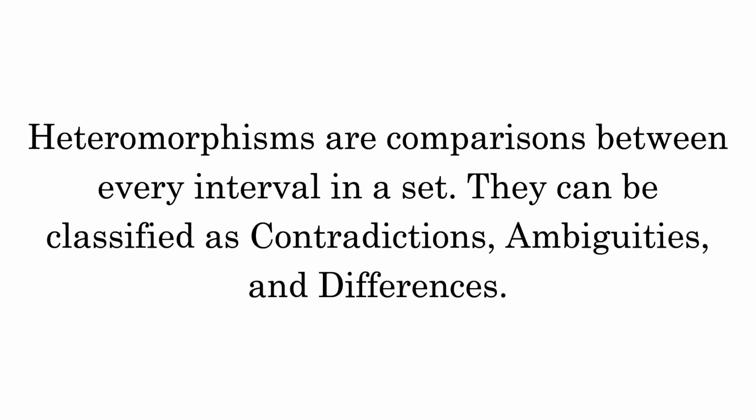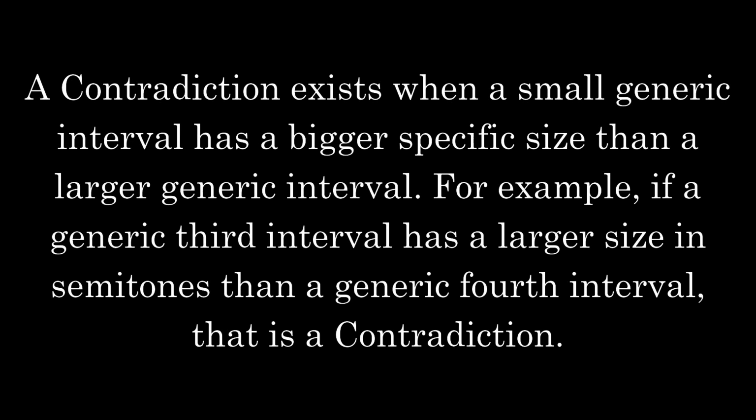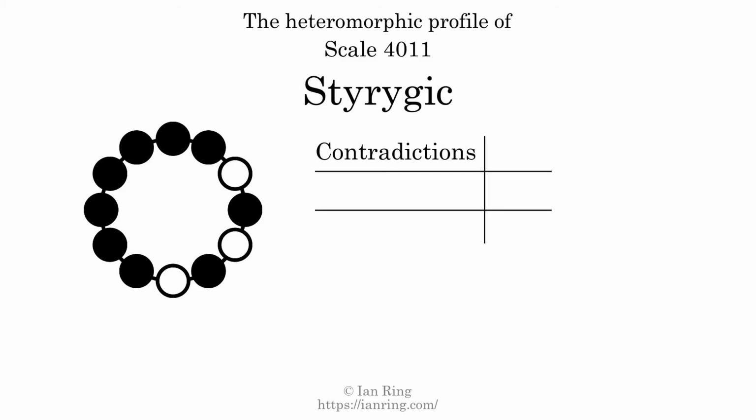Heteromorphisms are comparisons between every interval in a set. They can be classified as contradictions, ambiguities, and differences. A contradiction exists when a small generic interval has a bigger specific size than a larger generic interval. For example, if a generic third interval has a larger size in semitones than a generic fourth interval, that is a contradiction. The number of contradictions in this scale is 54.